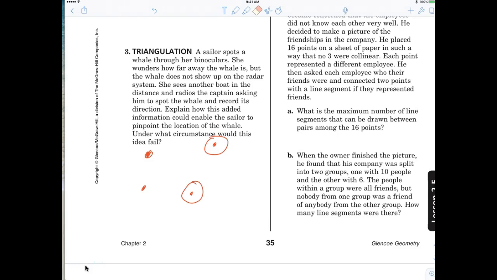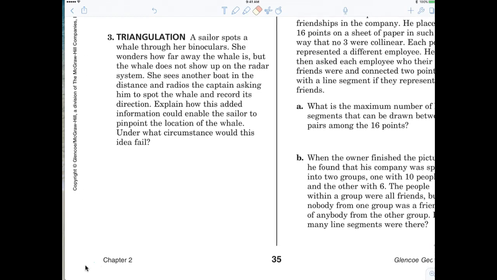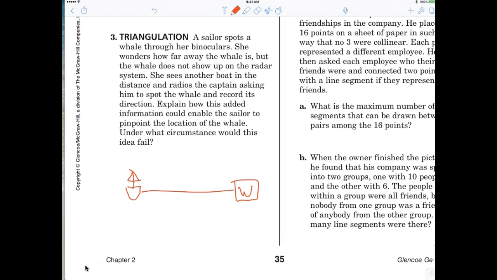Okay, so with that alone, she would have to know where the boat is. If she didn't know where the boat was, then that idea would fail. But if she knows where the boat is, then she can pinpoint, go to the boat's direction, and then go to where the whale's direction was. So you know where you are, and you spot the whale, right?